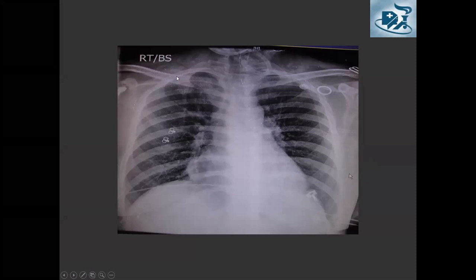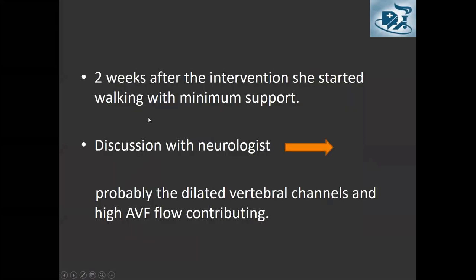And this, you can see carefully, is a stent which was placed in the right subclavian. And you won't believe, 2 weeks later, she was able to walk also with minimum support.